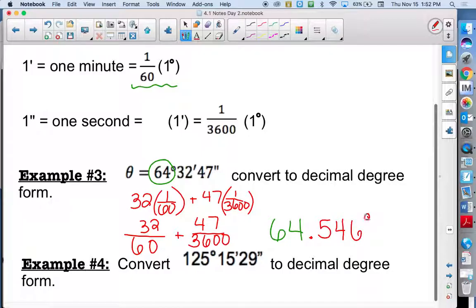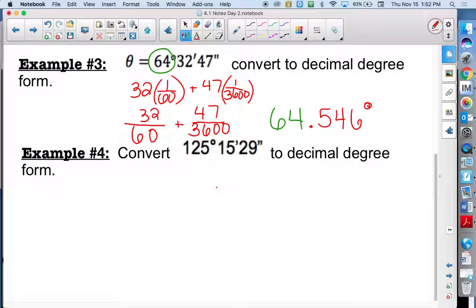546. This is still in degrees. We didn't convert it to radians. But now we have a specific degree value. So looking at the second one, we have 125 degrees, 15 minutes, and 29 seconds. So again, it's a very specific angle.